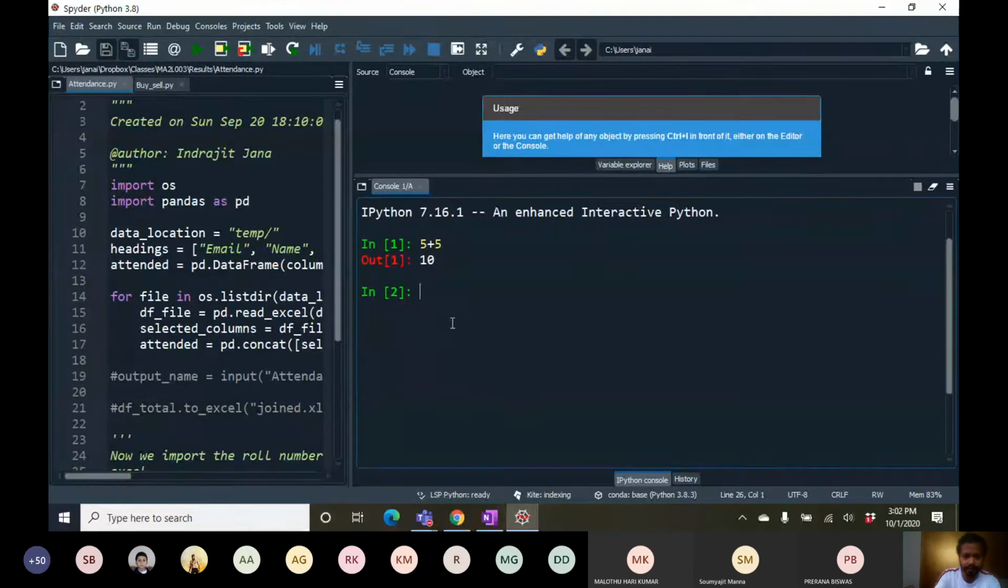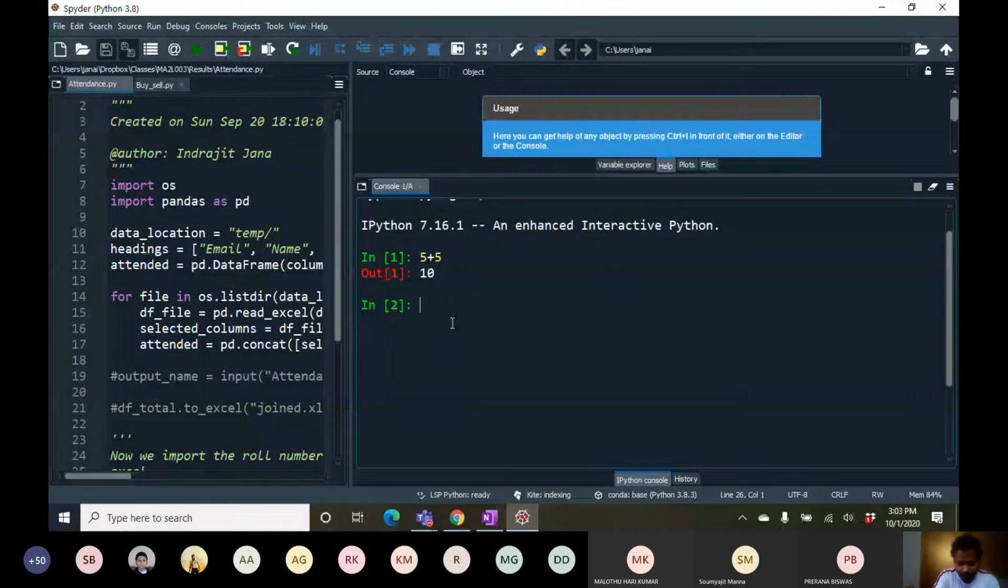Okay, it's working. So I'll be writing comments after this hash sign. Is this visible, what I wrote here? Yes, sir. So whatever I write after the hash sign is a comment.